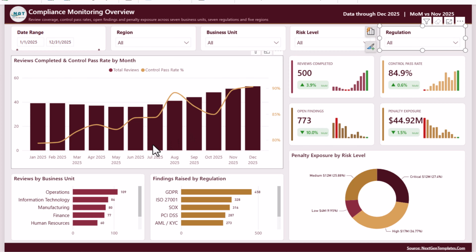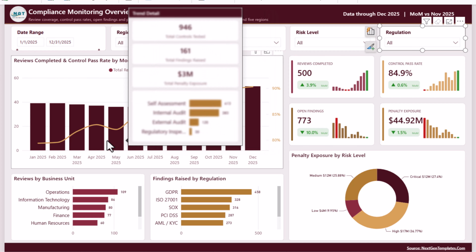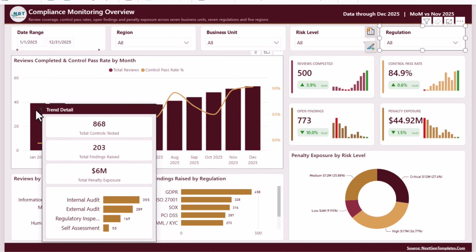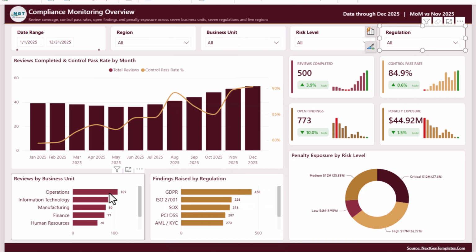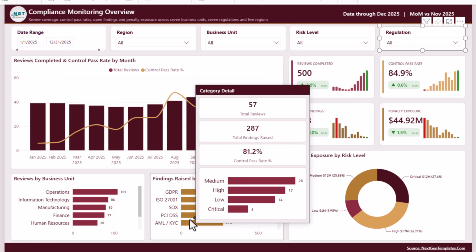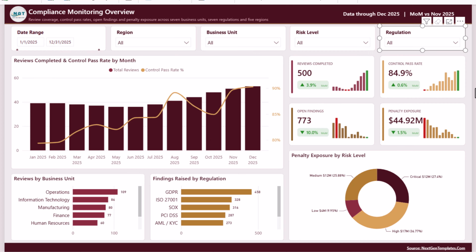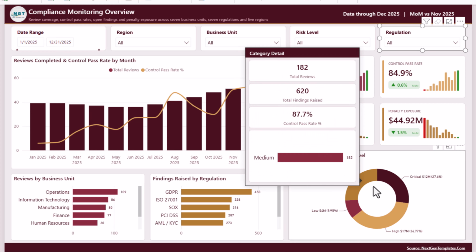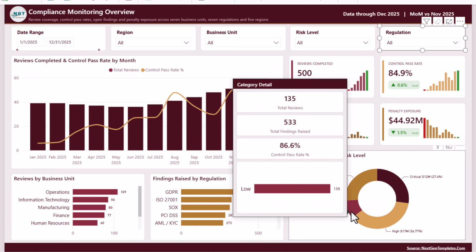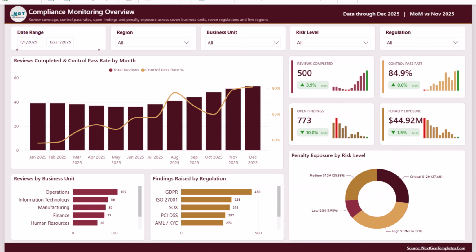On the overview page, the filters across the top cover date range, region, business unit, risk level, and regulation. The cards show reviews completed, the control pass rate, open findings, and total penalty exposure, each with its own month-on-month movement. The large panel on the left follows review volume against the control pass rate through the year. Below it, you can compare review load by business unit and findings by regulation, while the right-hand side splits your exposure across risk levels.